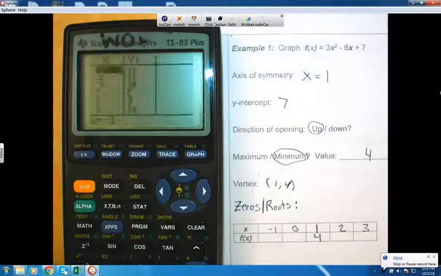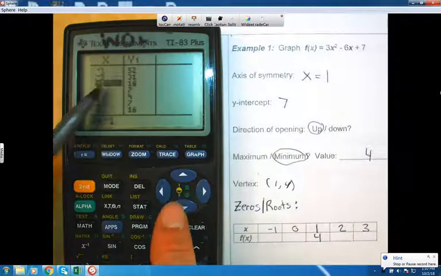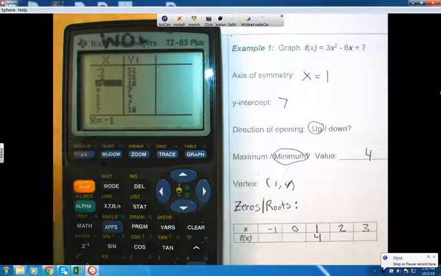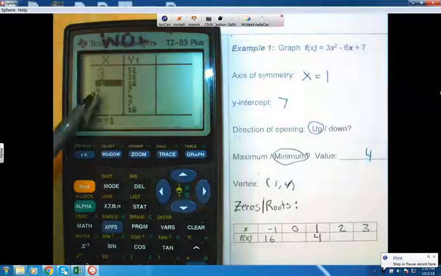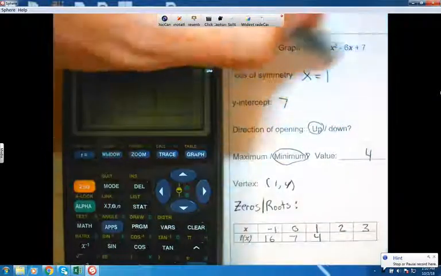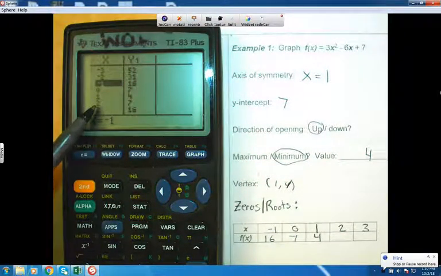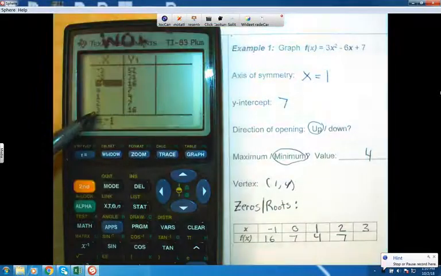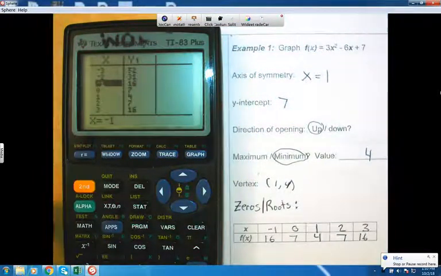Okay, so to find out the y values at those spots, I'm going to go to my table on the calculator. Right there is the table. So second, calculate. And let's see, at -1, the graph is at 16. At 0, the graph is at 7. Remember, the y-intercept was at 7, so when x is 0, it's at 7. At 2, the graph gets to 7 again. And at 3, the graph gets up to 16 again.